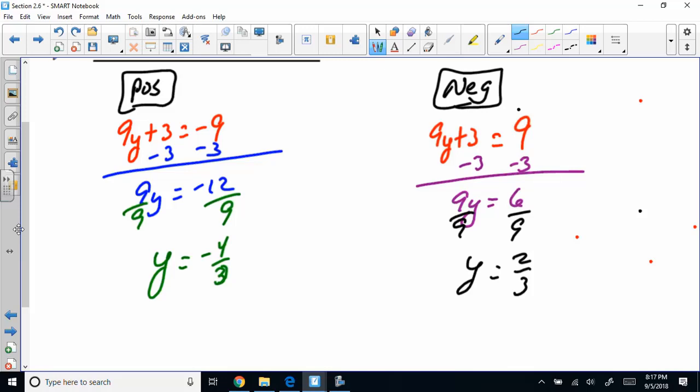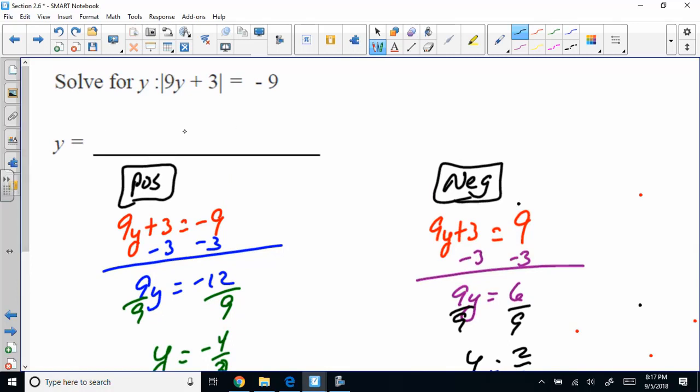Negative 4/3 and 2/3. It may have you put negative 4/3, comma 2/3, right? Sometimes they allow you to do answers like that. Have you worked this one? So it puts a comma. You put a comma. She's already worked it.